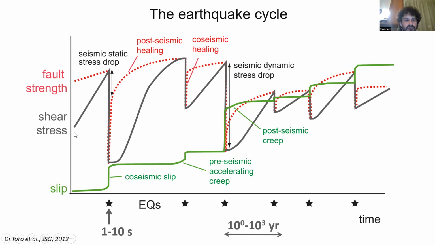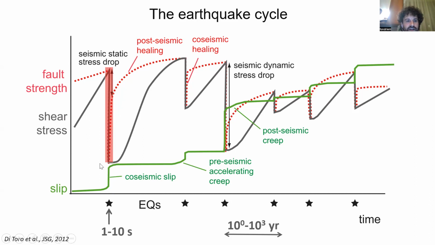So in a seismogenic fault, due to the progressive increase and storage of elastic strain energy, you will have an increase of shear stress along your fault. At some point your shear stress reaches the strength of your fault, and you will have an earthquake, a sudden faulting event. If you look at the slip on a fault, you will have a sudden event of seismic slip, and this slip happens in a few seconds. It is something very fast.